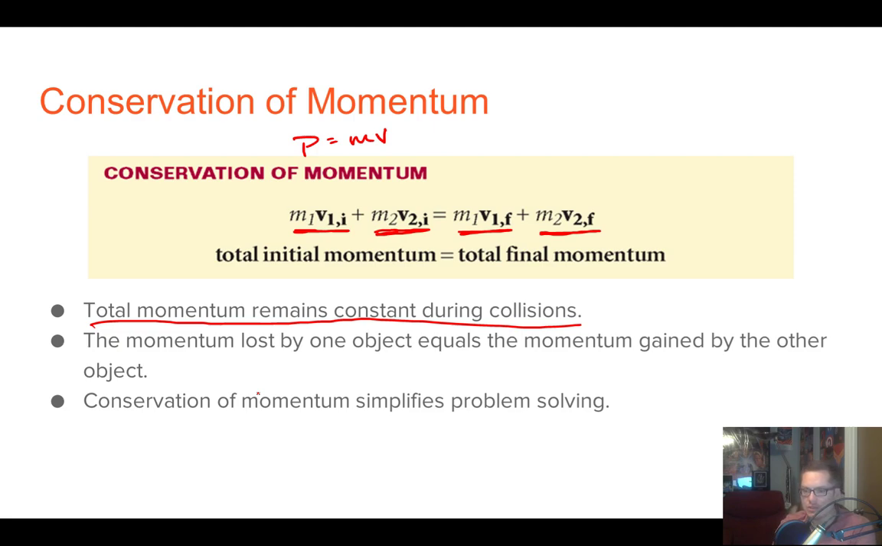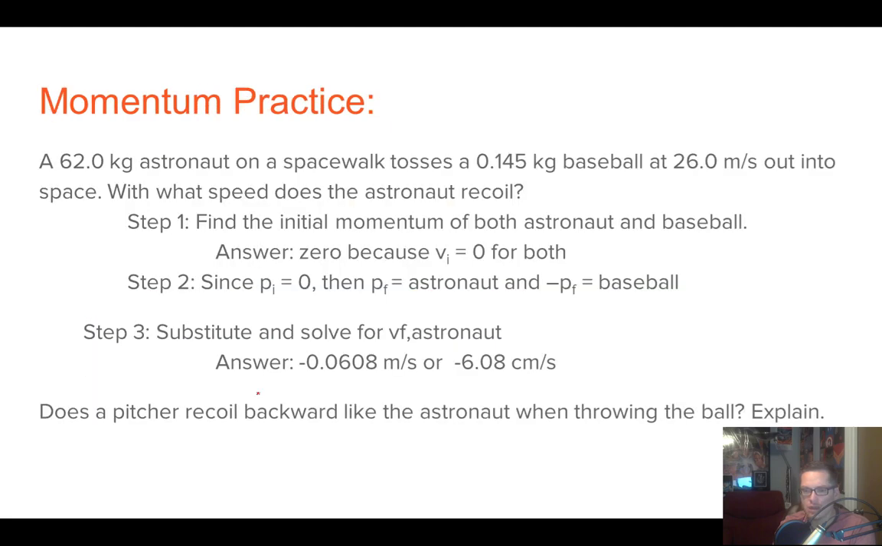Now you do have to make sure you keep track of all these things. That's why we have all these subscripts and variables to make sure we keep everything straight. Okay, so let's think about this real quick. If we have a 62 kilogram astronaut on a spacewalk, so he's out there, there's microgravity, okay? So essentially no gravity, he's just out there floating.